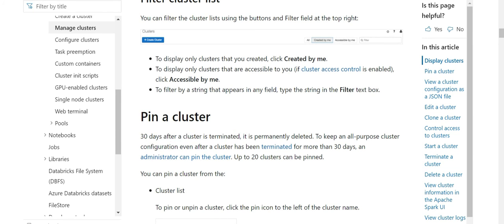Pinning the cluster: 30 days after the cluster is terminated, it is permanently deleted. To keep all-purpose cluster configuration even after the cluster has been terminated for more than 30 days, an administrator can pin the cluster. Up to 20 clusters can be pinned.